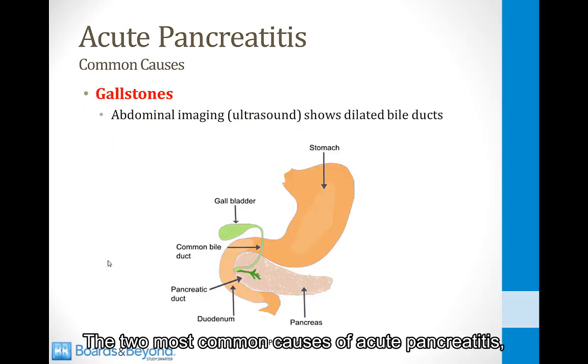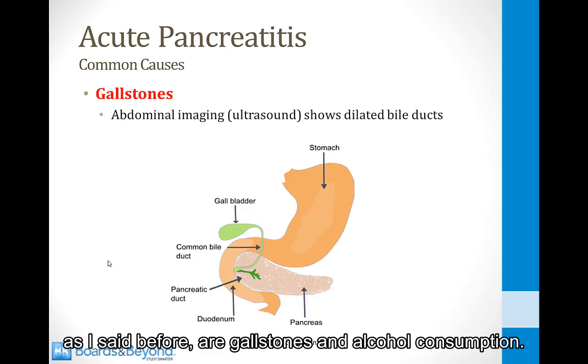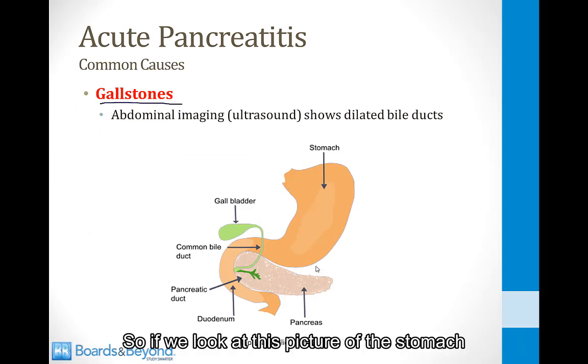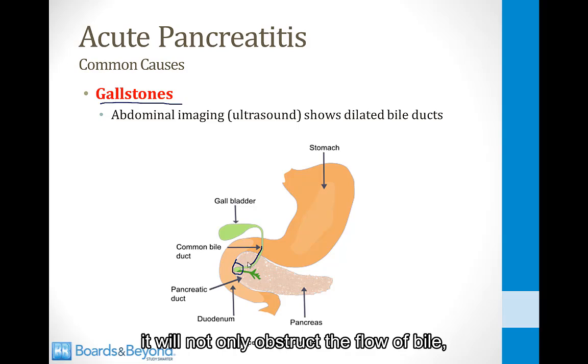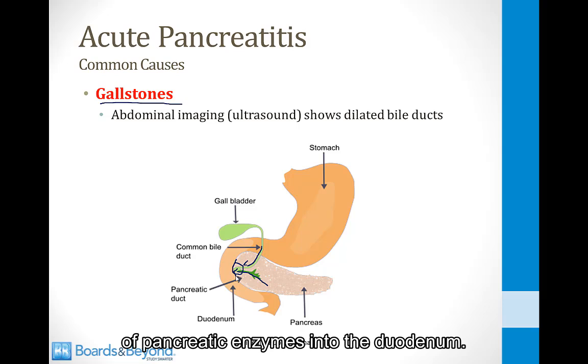The 2 most common causes of acute pancreatitis, as I said before, are gallstones and alcohol consumption. So let's talk about gallstones first. If we look at this picture of the stomach and the duodenum of the pancreas, if a gallstone lodges itself here in the common bile duct, it will not only obstruct the flow of bile, it will also obstruct the flow of pancreatic enzymes into the duodenum. This can trigger a bout of acute pancreatitis.